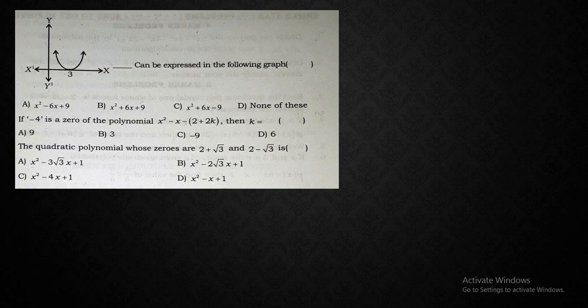So this is nothing but a graph where the graph is intersecting the x-axis at only one point. So what is that point? The point is given as 3. That means it has two zeros, 3 comma 3. So if you are having two zeros, 3 comma 3, then the polynomial is nothing but x square minus of 3 plus 3 into x plus 3 into 3. So from this I can write x square minus 6x plus 9. So option A is my answer.